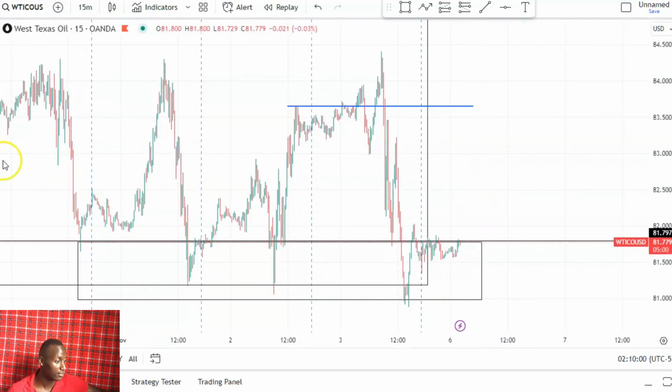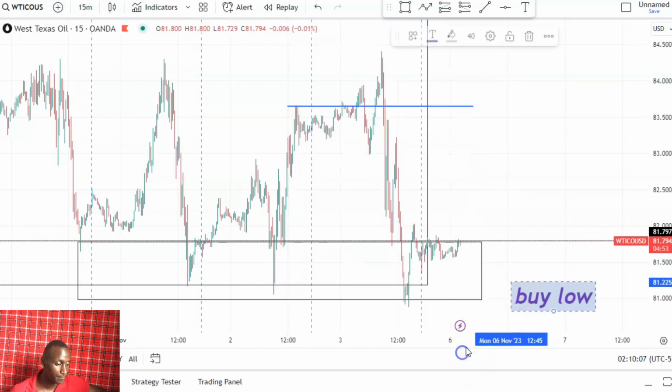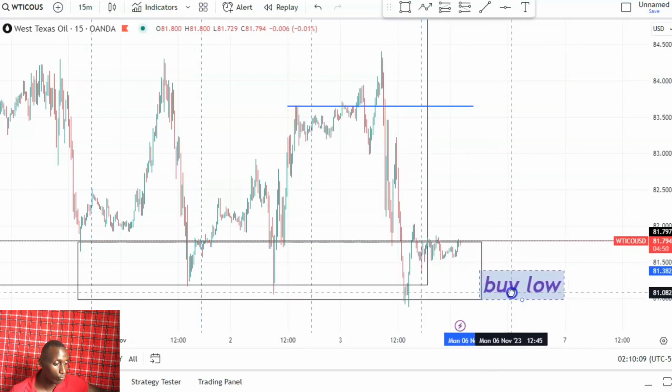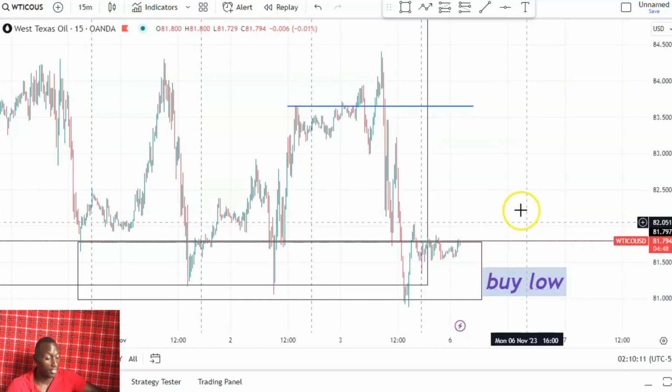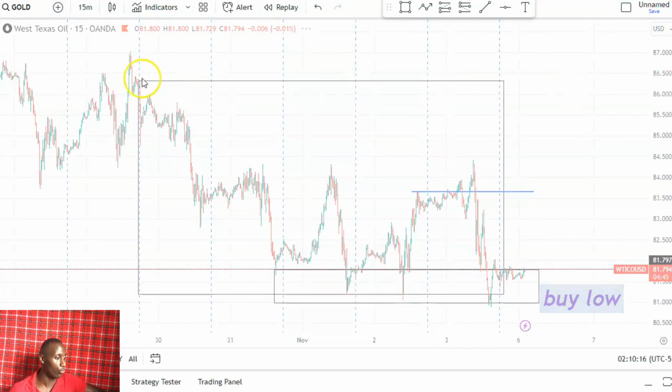My thesis is that I'm looking for a buy low opportunity on Monday as we observe what will happen this week. So that is my thesis on oil.